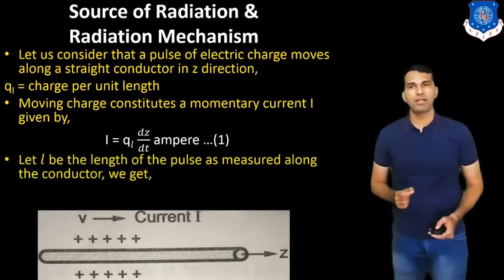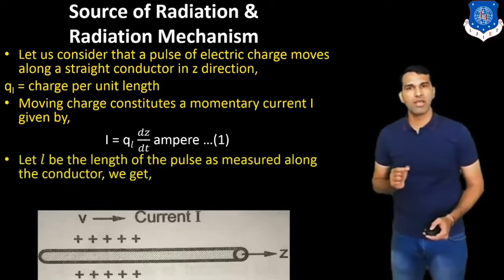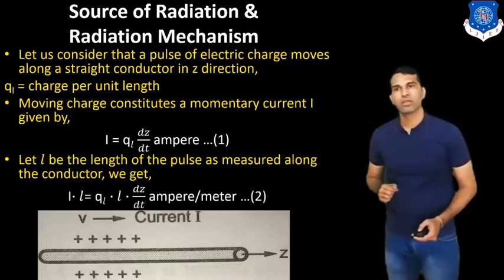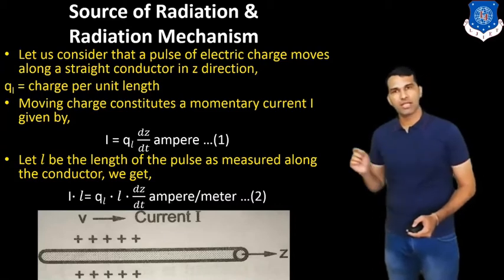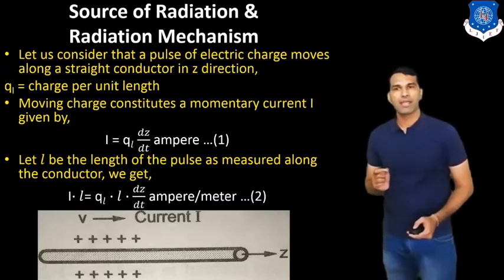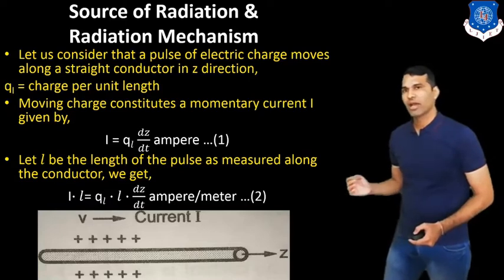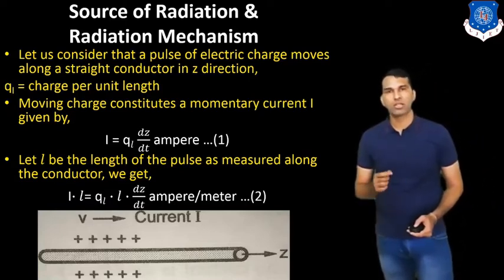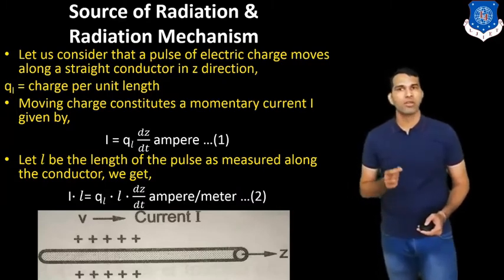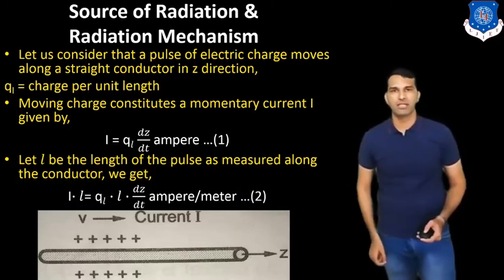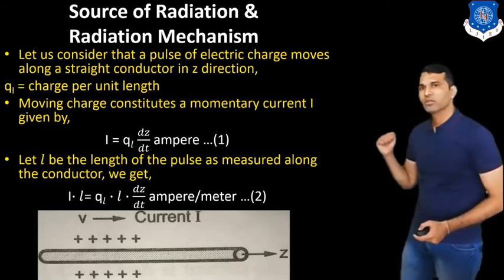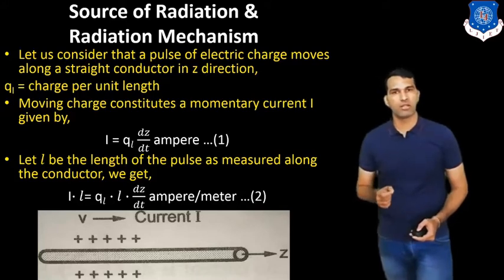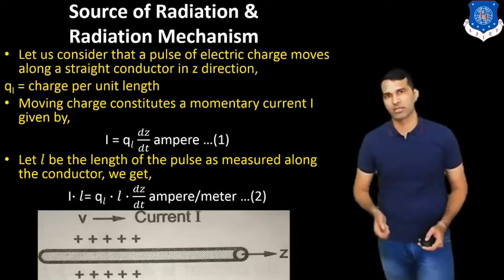Now let L be the length of the pulse as measured along the conductor. We can write this equation as I into L on the left hand side, and we also multiply by L on the right hand side. So we can write QL into L into dz by dt. Here we simply multiply by L on both sides because L is the length of the pulse measured along the conductor.